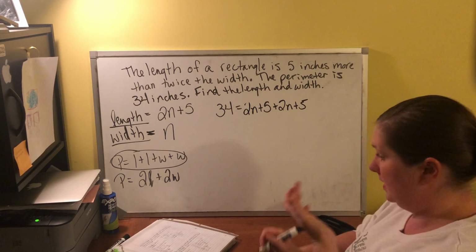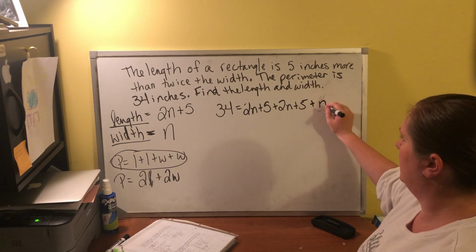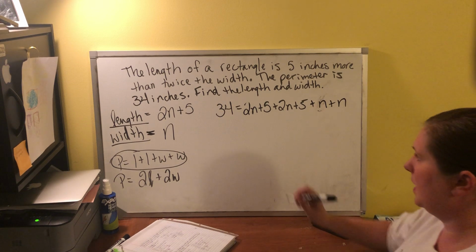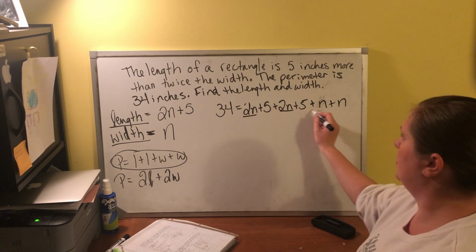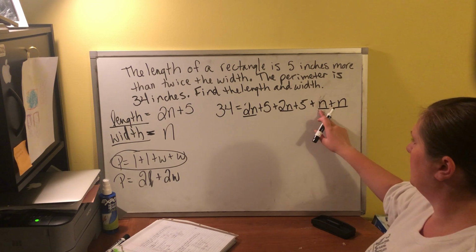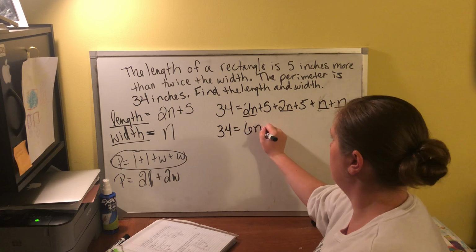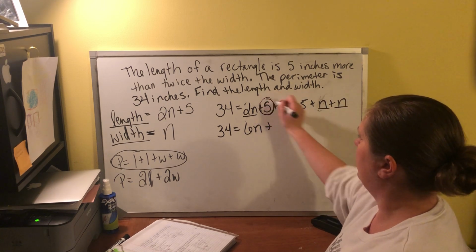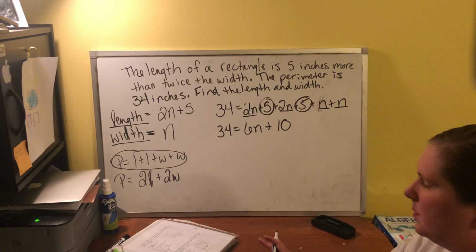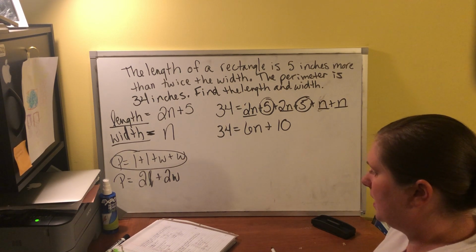And the width is n, and we have to add the width 2 times, so plus n plus n. From here, I would combine like terms. We'll have 2n plus 2n plus 1n plus 1n. So 2 plus 2 is 4, plus 1 is 5, plus 1 is 6. So this is now 34 equals 6n plus, I have 5 plus 5 is 10. So that simplifies to 34 equals 6n plus 10.